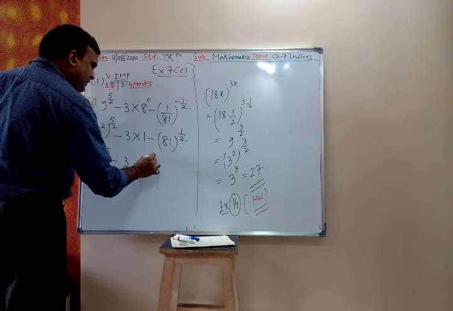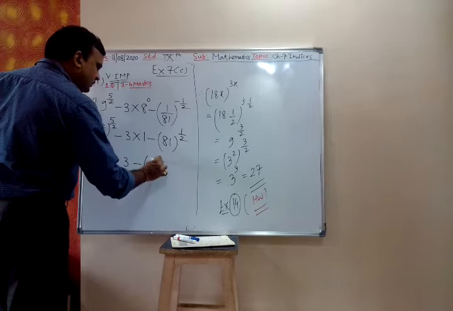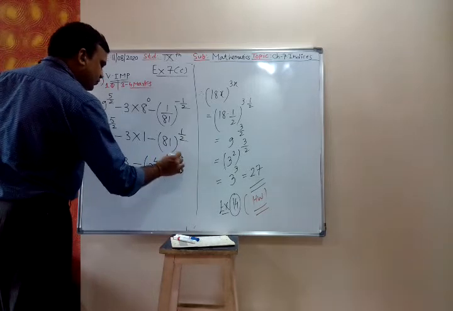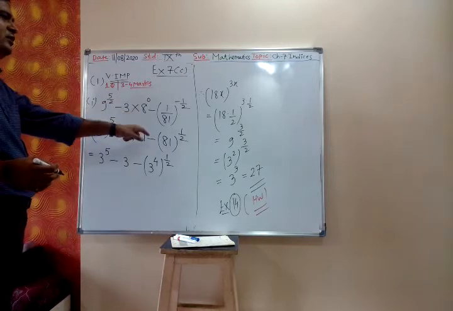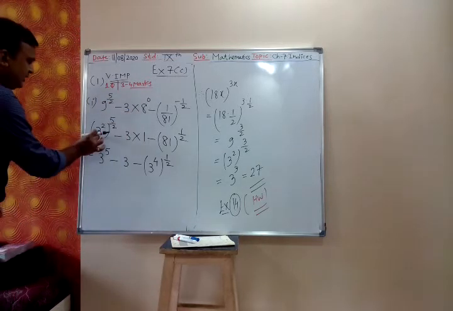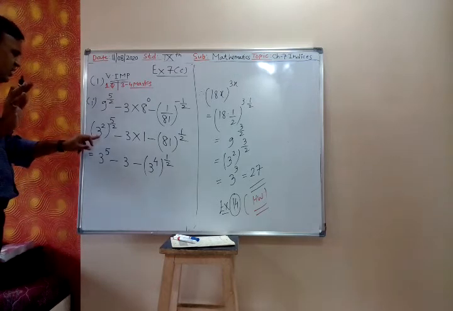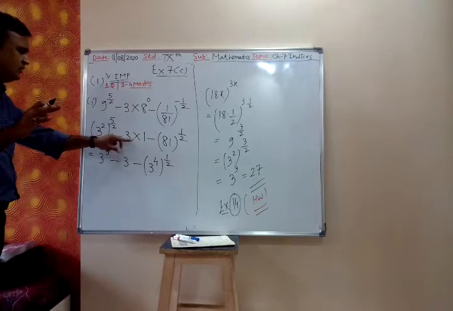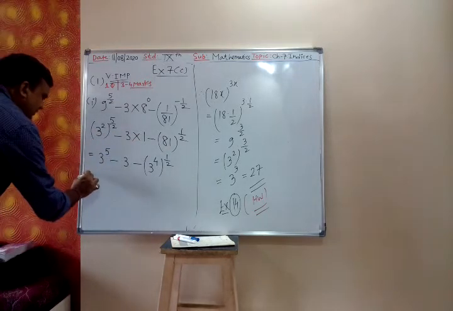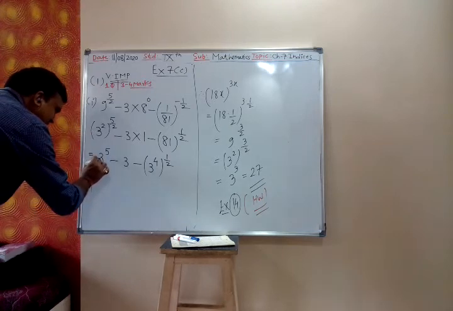You can write this as 3 raised to 4 raised to 9 raised to 2. Then you can also write 3 raised to 4 because all the other numbers have base 3. So this also I will write as 3 raised to 5.